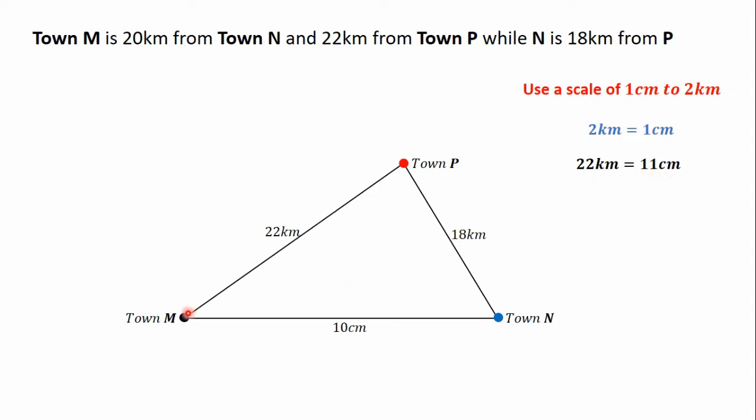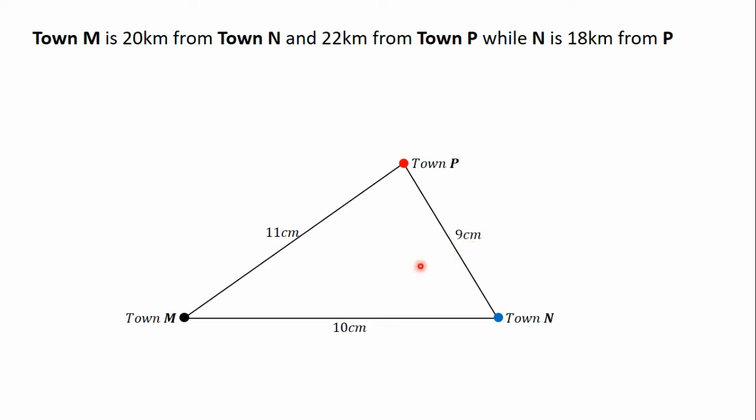So the distance between town M and town P, which is 22 kilometers, will be 11 centimeters. Let's look at the last one. The distance between town N and town P. It is 18 kilometers. We are still using the same scale. The scale is 2 kilometers is equal to 1 centimeter. If 2 kilometers is equal to 1 centimeter, then 18 kilometers will be equal to 9 centimeters. So the distance between town N and town P, which is 18 kilometers, will be equal to 9 centimeters.